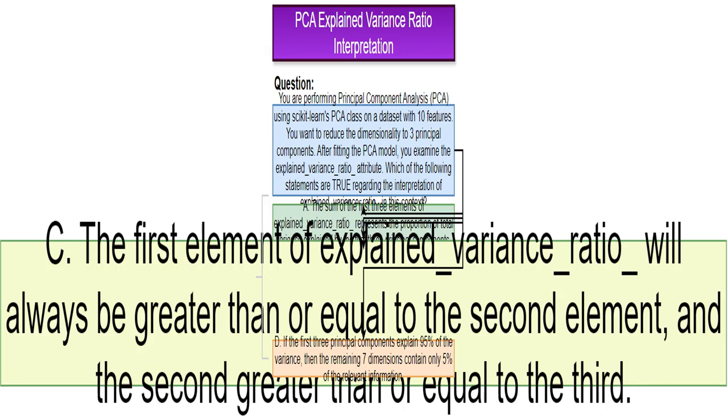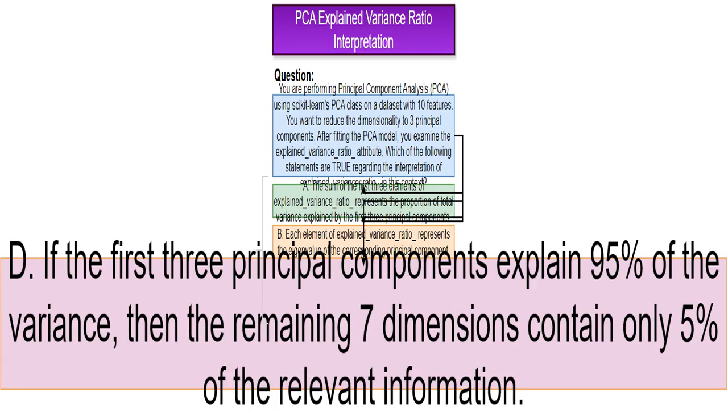This is true. PCA orders the principal components based on how much variance they explain. So the first one will always explain the most, then the second, and so on. This statement is true. If the first 3 components explain 95%, then the remaining 7 must explain the remaining 5% of the total information. This is a key aspect of dimensionality reduction using PCA.